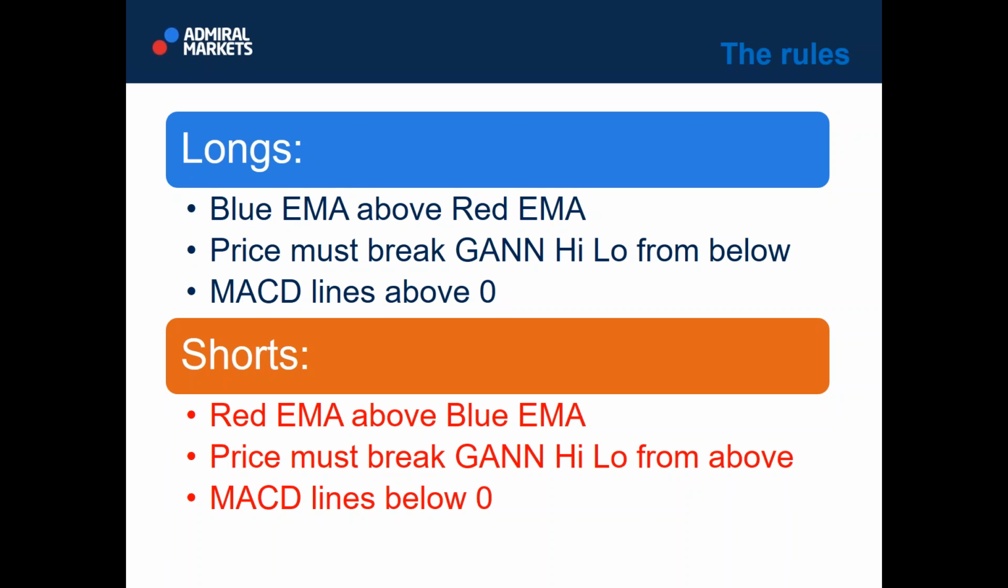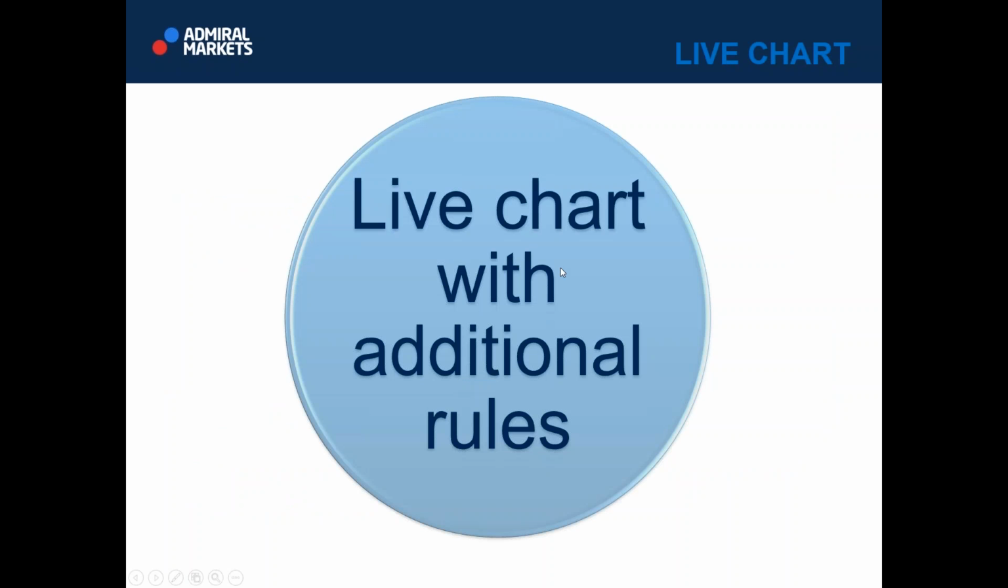So blue EMA should be above red EMA. Price must break Gann Hi low from below, and MACD lines should be above 0. Red EMA should be above blue EMA for short trades. Price must break Gann Hi low from above, so you don't trade this if the price goes like this. And MACD lines should be below 0 point. So now I will switch to live chart with additional rules.